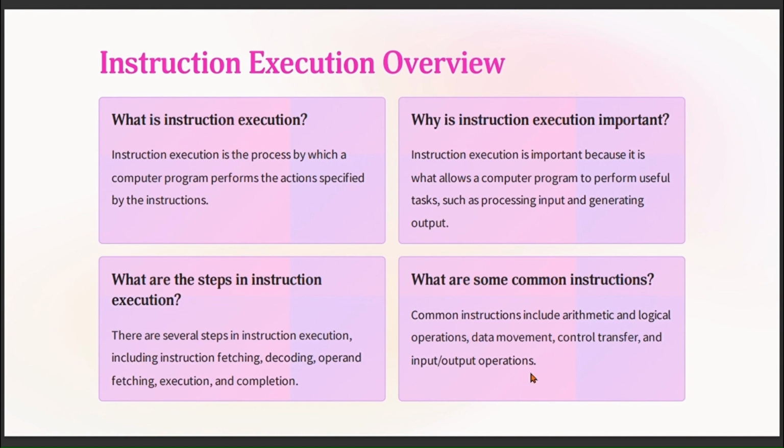Control instructions. These instructions control the flow of the program, such as conditional branching and looping. Input-output instructions. These instructions perform input-output operations such as reading from or writing to a file. Transfer instructions. These instructions move data between registers and or memory locations. These are a few examples of the many types of instructions that can be found in a computer program.